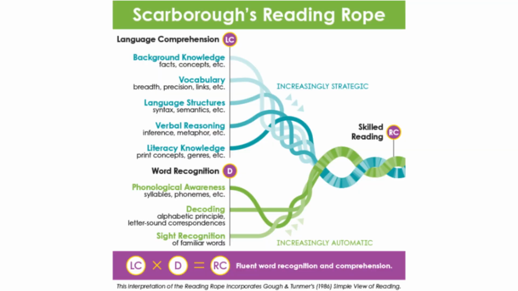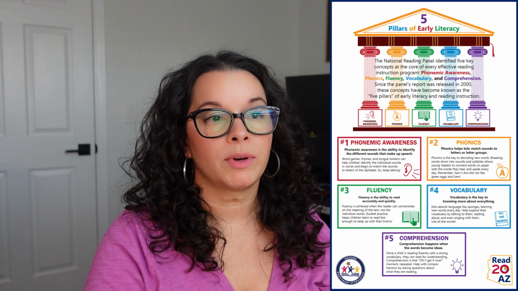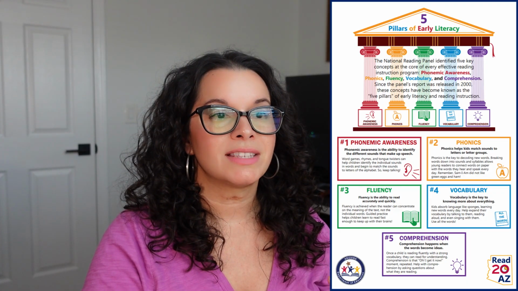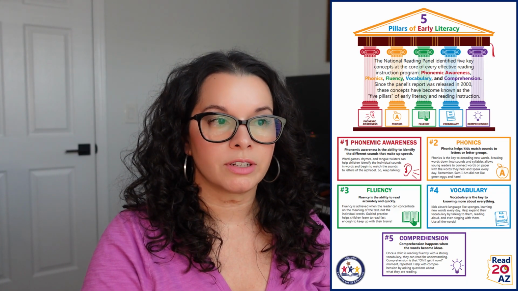If we look at Scarborough's reading rope, we can see that skilled reading is made up of multiple strands. And when we focus on one at a time, we help students strengthen those strands and build automaticity. We also have the National Reading Panel, which highlighted 5 key components of effective reading instruction: phonemic awareness, phonics, fluency, vocabulary, and comprehension. So grouping by this method lets you target those components exactly when students need them the most.